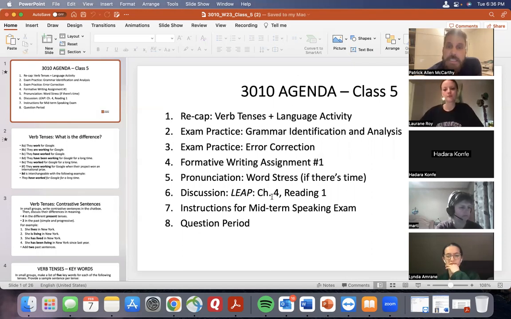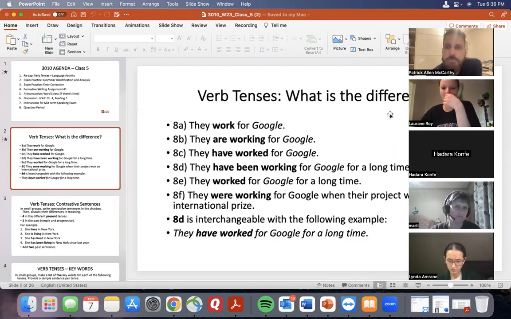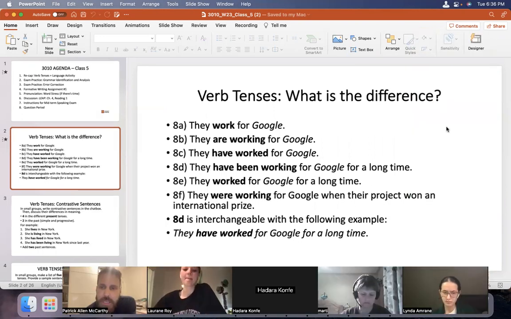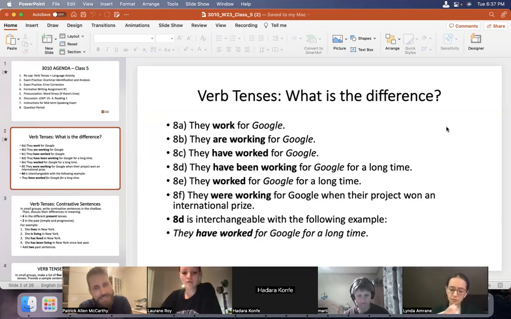And LEAP, you had chapter 4, reading number 1 to do. We're definitely going to try to get to that so you can discuss it. And I'm going to give you instructions for the midterm speaking exam, like somebody asked earlier. And there's going to be a question period. Are there any questions so far? Okay, let's go here. Now, class, tonight I need you to be active, okay? So not passive. Let's go.